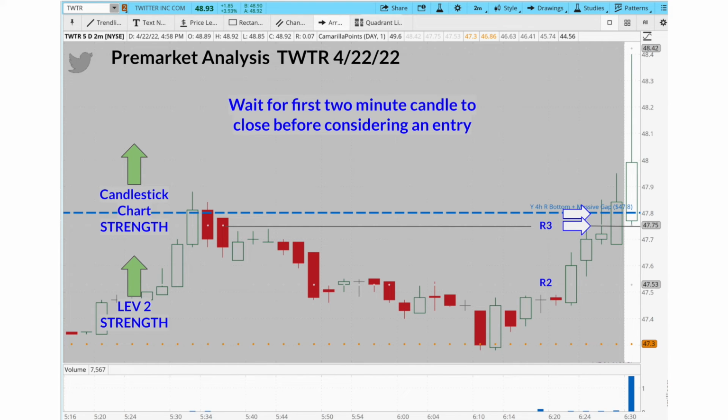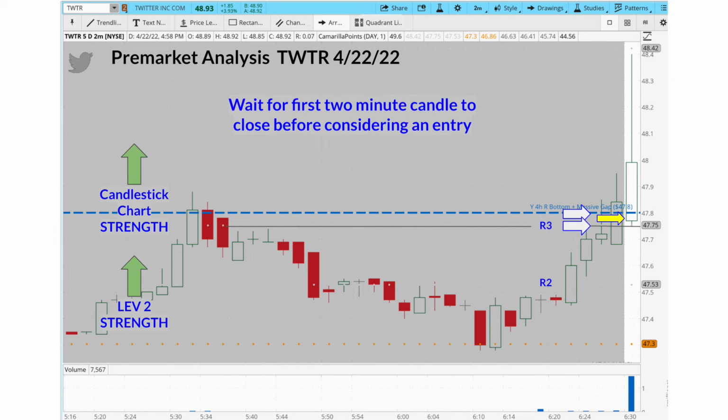So wait for the first 2-minute candle to close before considering an entry. That's the rule I go by. Some people wait 1 minute, some people wait 5 minutes, some people don't wait at all. I wait for a first 2-minute candle. Never do I try to enter before. Sometimes I break my rule, and sometimes I fail as a result. But I try to stick to that rule.